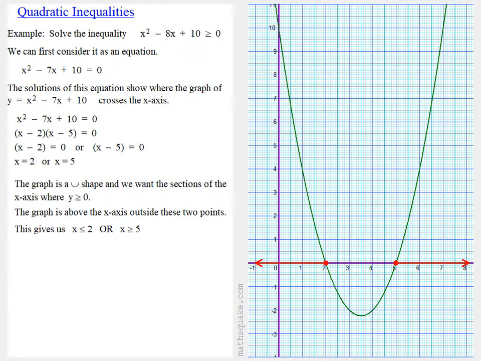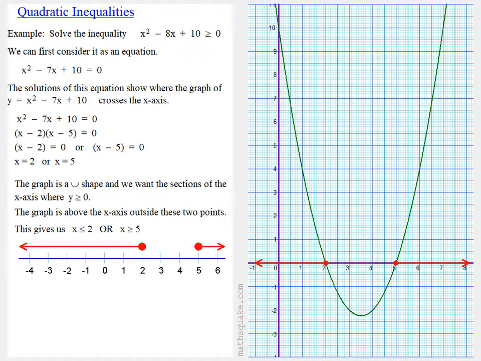And we can represent this on a number line. We have 2 points at 2 and 5, and because the inequality has an equal sign, it means x can take the value of 2 or 5, so we draw those as filled-in dots. And then we shade arrows to show the region outside of those 2 dots. Our final solution is x is less than or equal to 2, or x is greater or equal to 5.